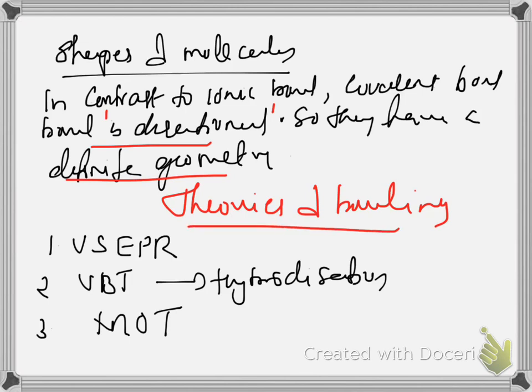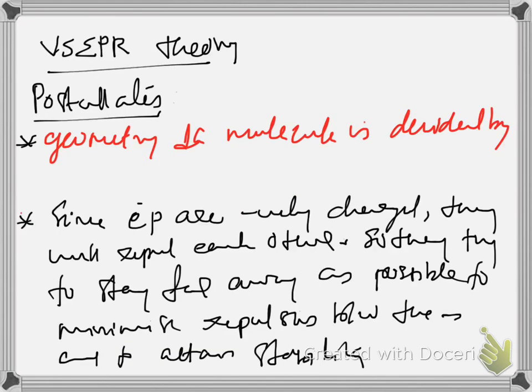Theories of bonding. Actually you have three theories: VSEPR theory, valence shell electron pair repulsion theory; valence bond theory and its extension, hybridization; and molecular orbital theory. First you have to see VSEPR theory. What are the postulates of this theory? Valence shell electron pair repulsion theory.